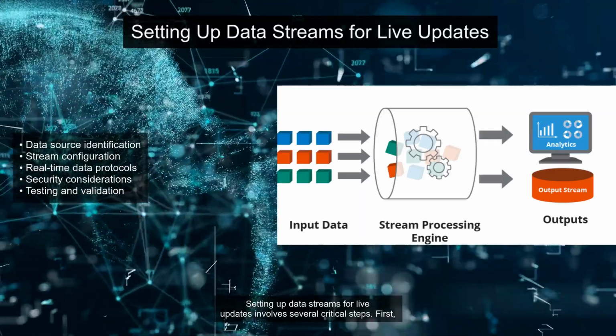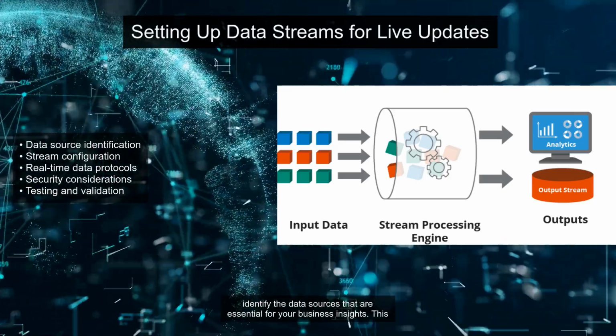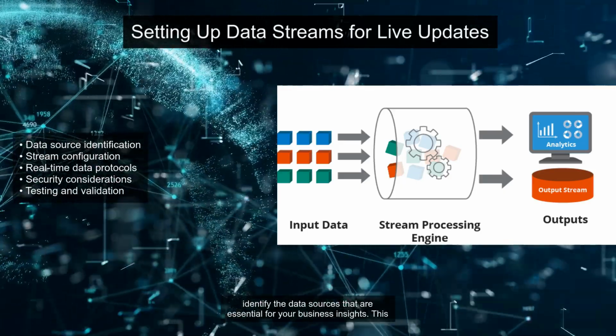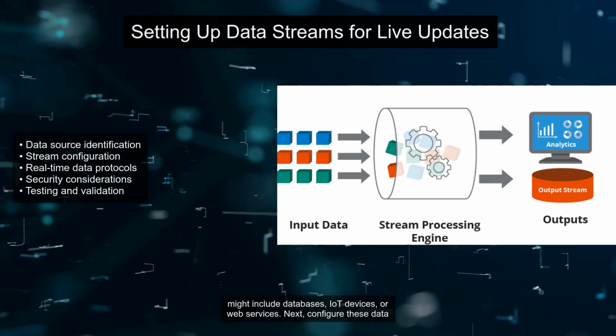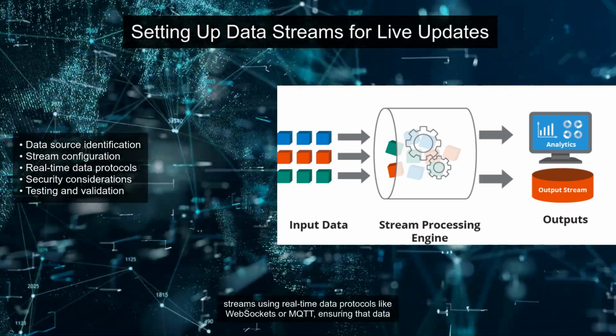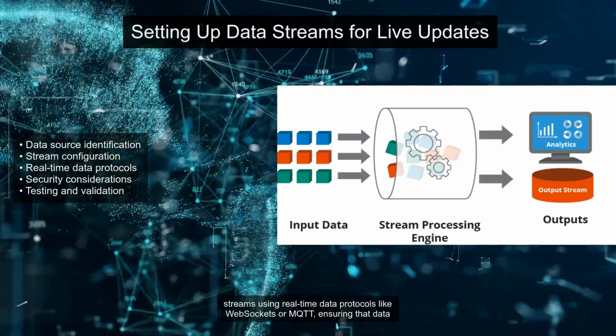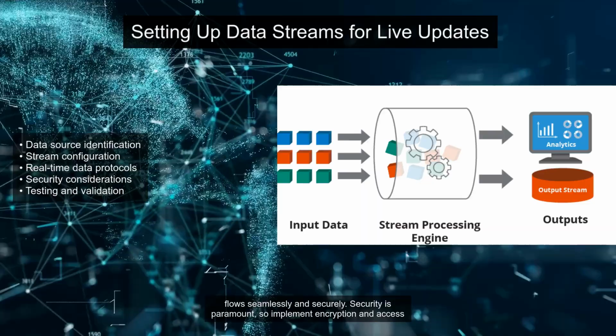Setting up data streams for live updates involves several critical steps. First, identify the data sources that are essential for your business insights. This might include databases, IoT devices, or web services. Next, configure these data streams using real-time data protocols like WebSockets or MQTT, ensuring that data flows seamlessly and securely.